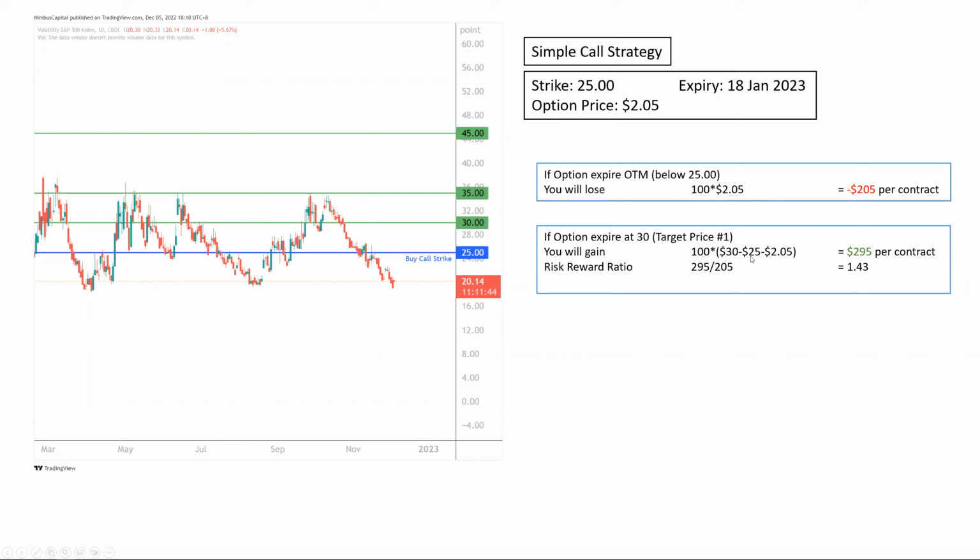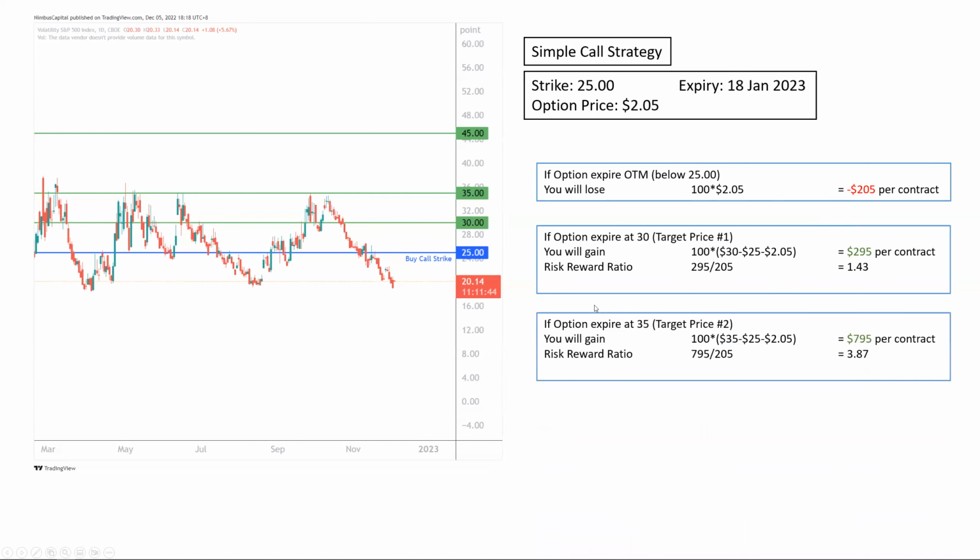So 30 minus 25 minus $2.05, and then your option contracts are in multiples of 100, right? You are going to gain $295 if your option expires at $30. Okay, so in this case, your risk reward ratio will be about 1.43, because you are gaining $295 and your risk is $205. Okay, still simple to understand.